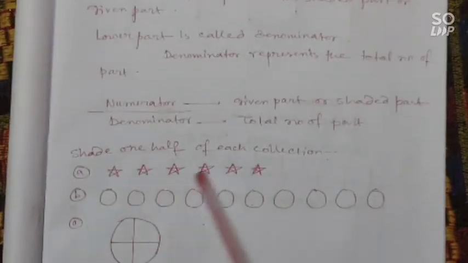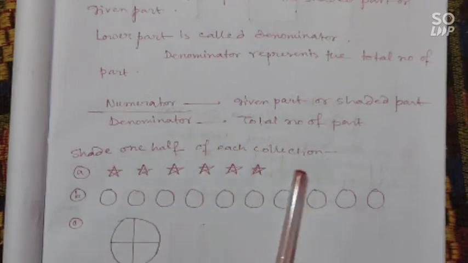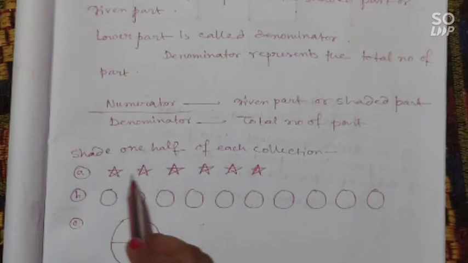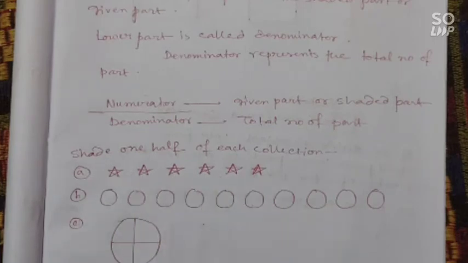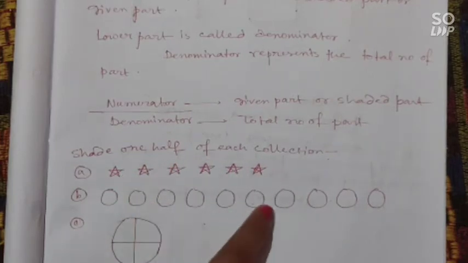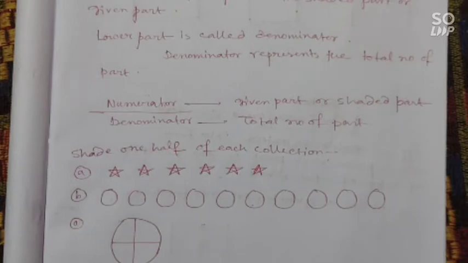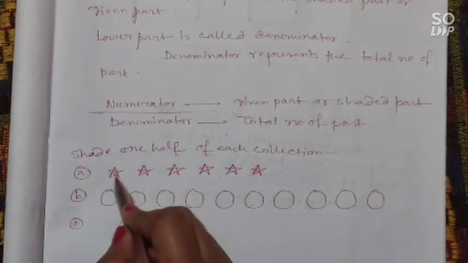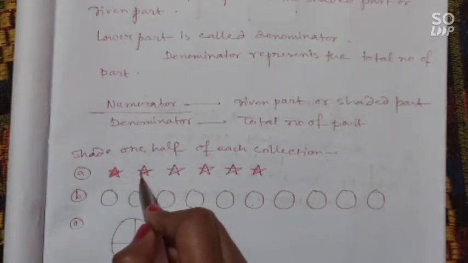Okay, here some collections are given. You have to shade 1/2 of each collection. So here 1, 2, 3, 4, 5, 6 collections are there. You have to shade 1/2. So how can you find out how many collections you have to shade? From these 6 parts you have to shade 1/2. That means you have to divide 6 by 2. 6 divided by 2 gives 3. So you have to shade here 3 collections.